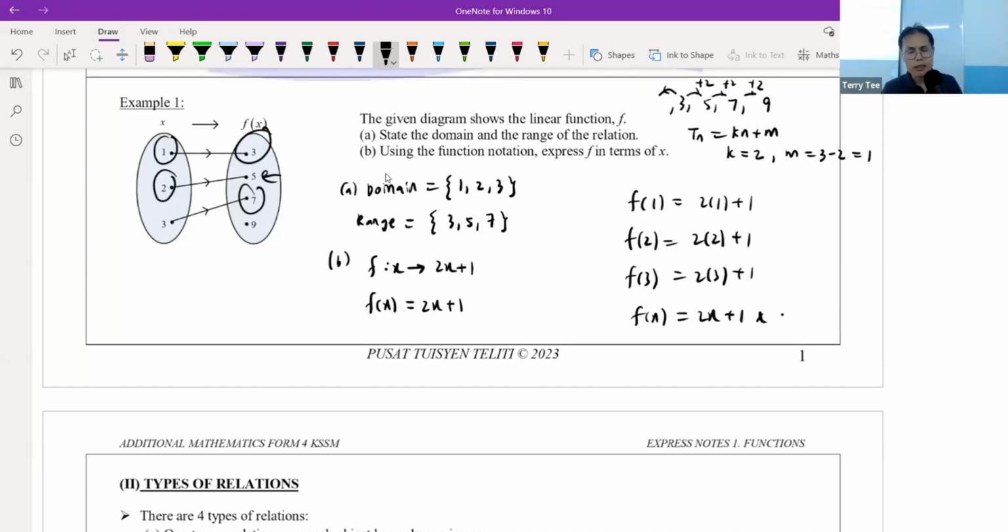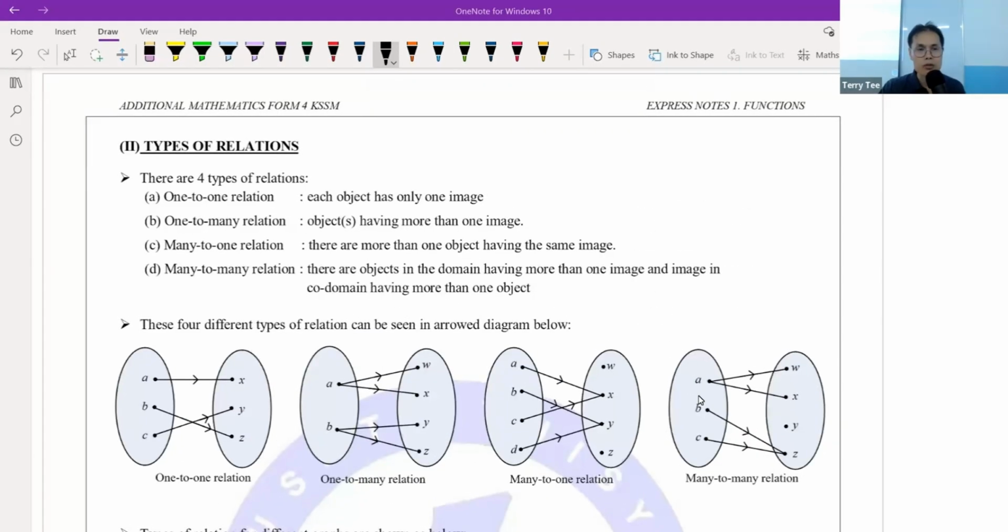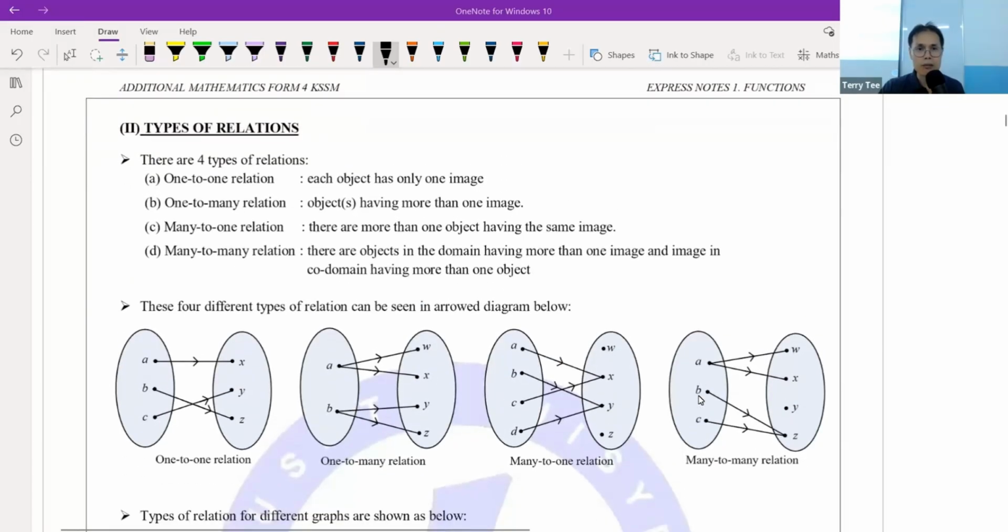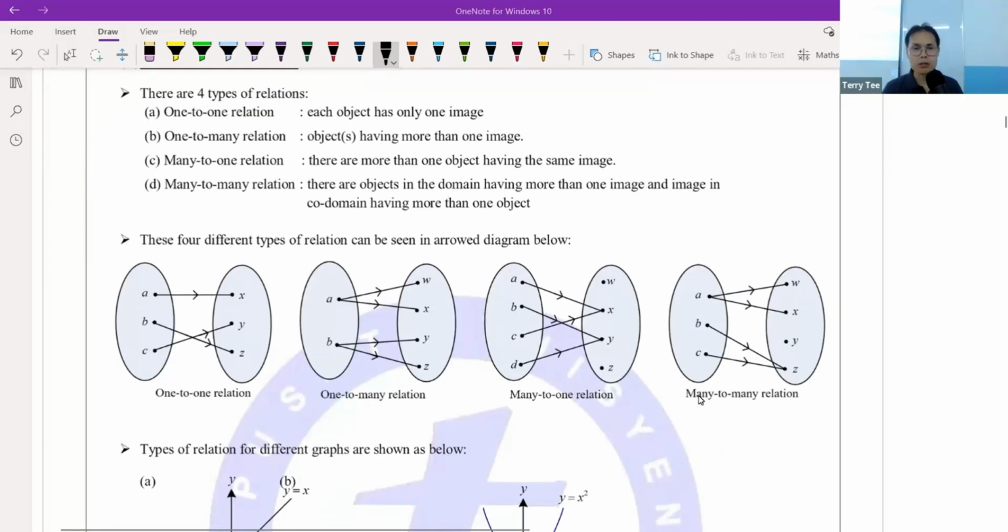But guys, if you want to use arithmetic progression, Tn equals a plus (n minus 1)d, go ahead. No problem. Okay, so there are 4 types of relation. We talked about that relation earlier, right? You've learned this before. 1-to-1 means what? Every object has one image. For example, you can see from here, one object, one image, one object, one image, one object, one image. This is 1-to-1.